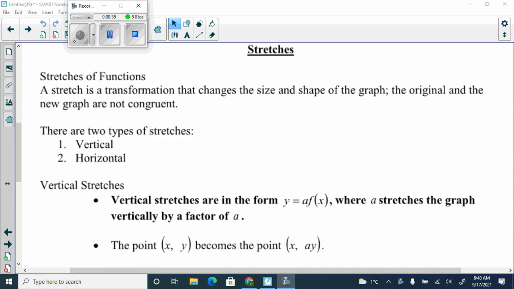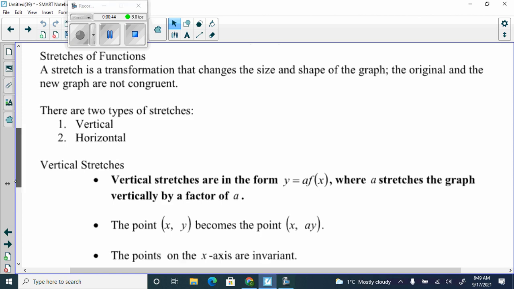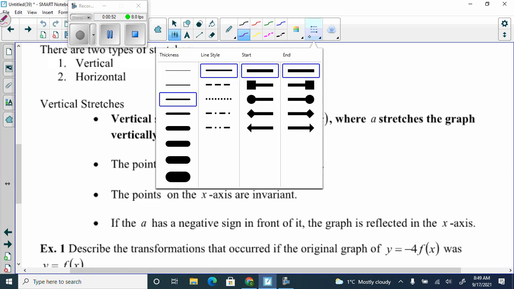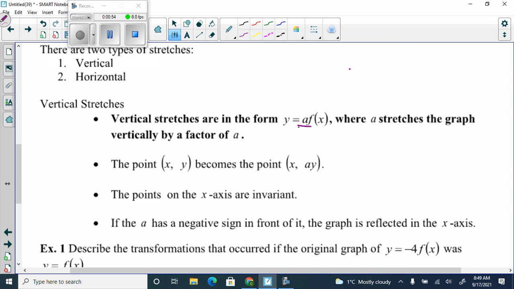Last year, you would have done vertical stretches for sure because they were in the grade 11 curriculum. So vertical stretches are in the form y equals a f of x. So once again, we have the a sitting in front, correct? Is it in the bracket with the x? No, so it affects the y's. We agree? When I had a negative yesterday here, we multiplied all our y's by -1, correct?